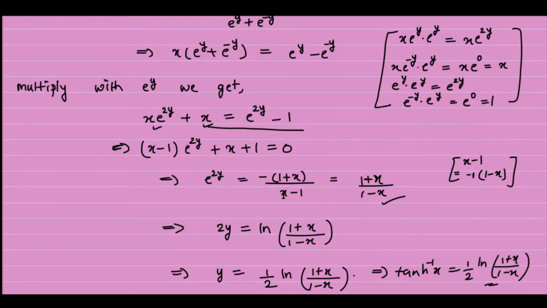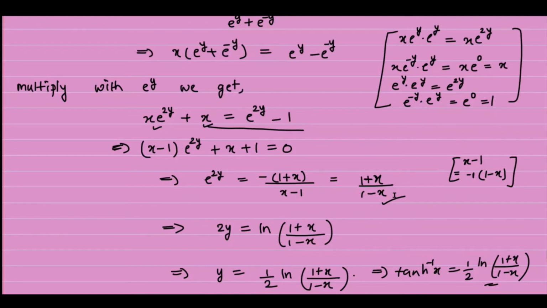Now in x minus 1, I can take minus 1 outside. So I can write x minus 1 equal to minus 1 into (1 minus x). So minus minus will get cancelled, and we'll get e raised to 2y equal to (1 plus x) by (1 minus x).